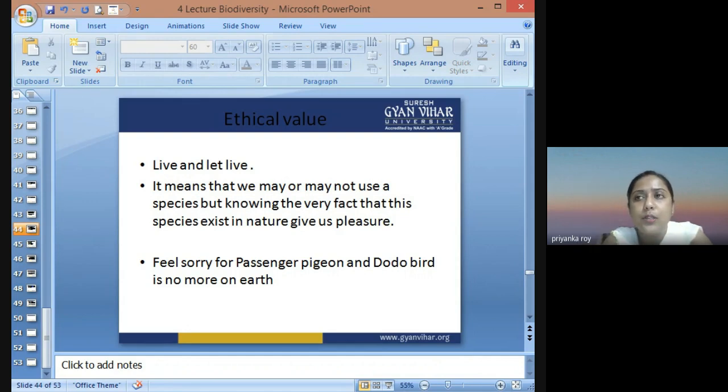Dodo was a bird. It was known as the most foolish bird. It was so overpoached by the European explorers that it went into extinction. It was a purposeful extinction because of human activity. Now, the passenger pigeon is a very close relative of the dodo bird, and it is no more there on the earth, right, because of over-extinction. All right.